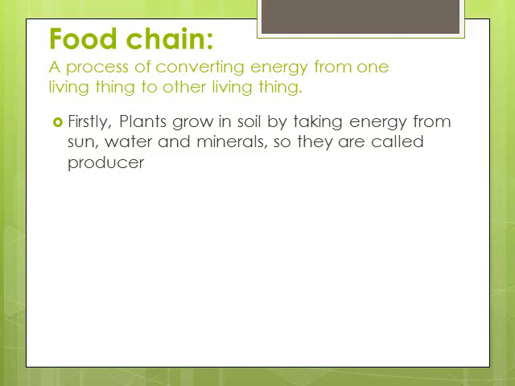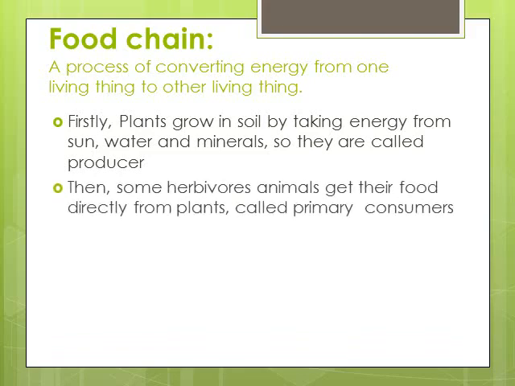After the growth of the plant, it will be used by a herbivorous animal to get their food. So this is called the primary consumer. The plant is called a producer because it gets energy directly from the sun. Now the herbivorous animal gets energy from the plant. It is called the primary consumer.